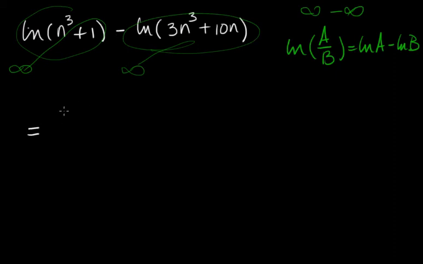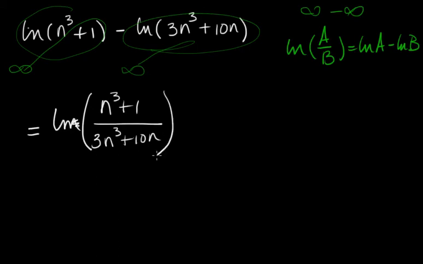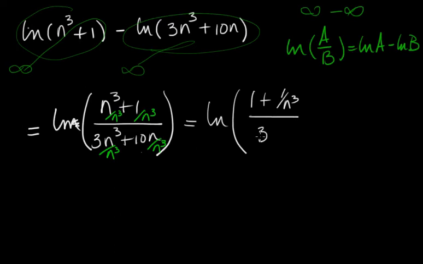We have natural log a minus natural log b, so I will write it as the natural log of n cubed plus 1 over 3n cubed plus 10n. Well, now I can look at the inside here and see what happens to this argument of the logarithm. If you divide by n cubed everywhere, the fastest growing term, we haven't changed anything, and this would be equal to the natural log of 1 plus 1 over n cubed over 3 plus 10 over n squared. So now you can see that 1 over n cubed goes to 0, 10 over n squared goes to 0 as n goes to infinity, and so we see the answer to our question.